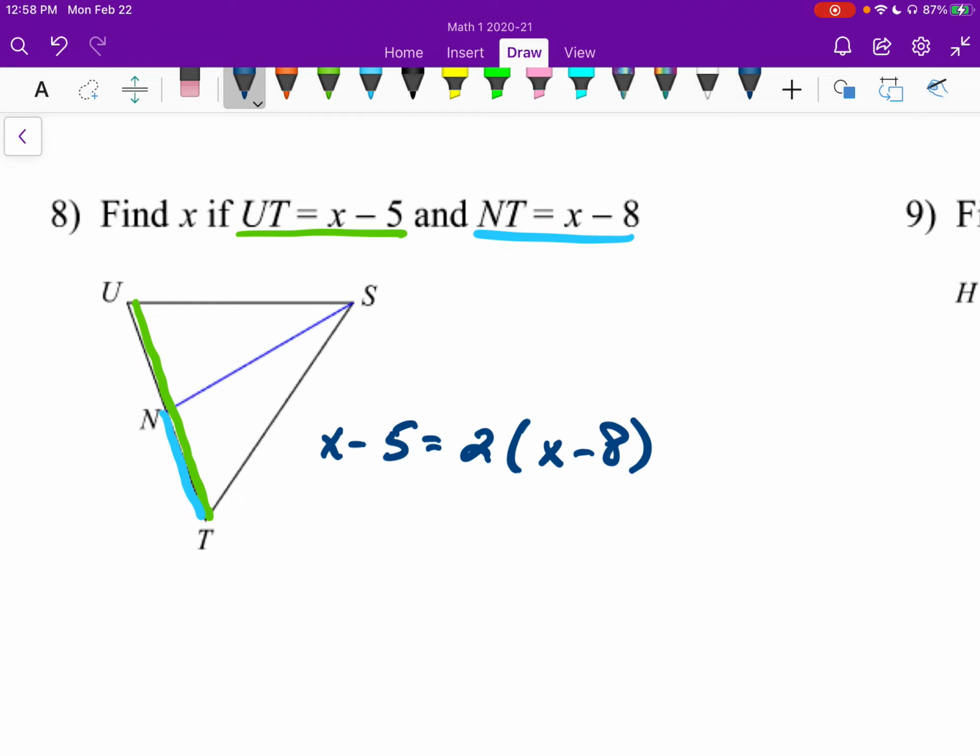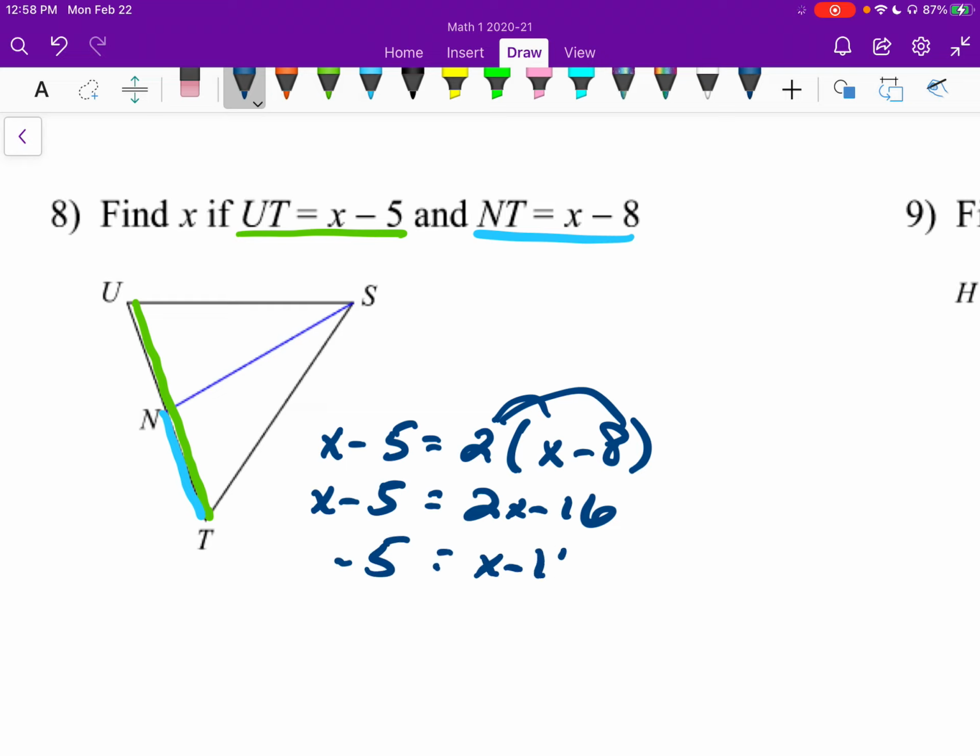So whenever I solve here, I'll distribute my 2. So this will be x minus 5 is 2x minus 16. Now I'm going to subtract my x to the right side. So this will be negative 5 equals x minus 16. And now I'm going to add my 16 to the left, and I get 11 is x. There we are.